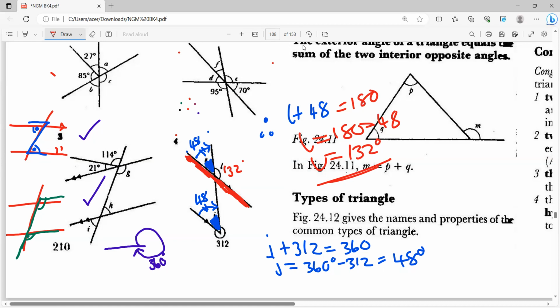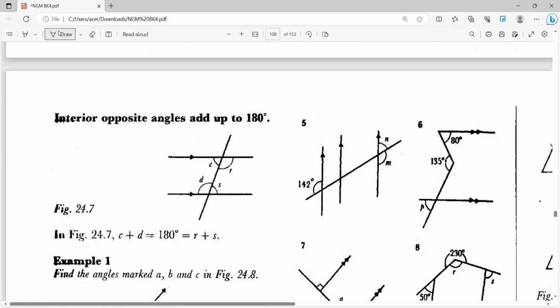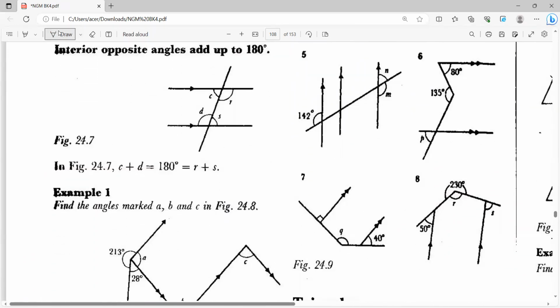I'm going to move on to the slightly advanced parallel lines. I feel like we still have some time. So let's do the advanced stuff.